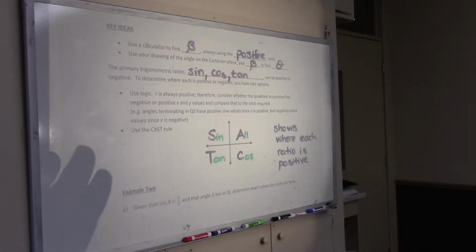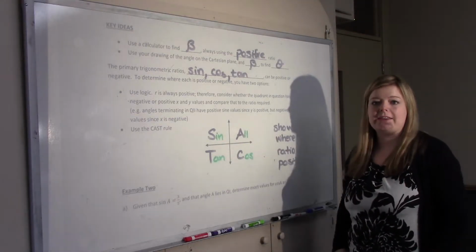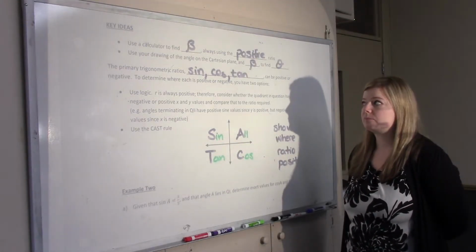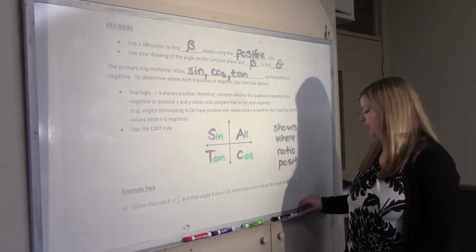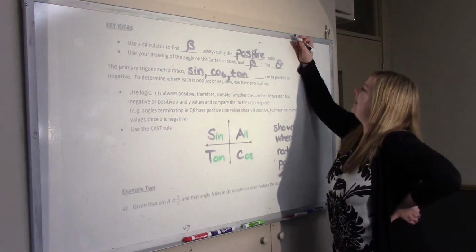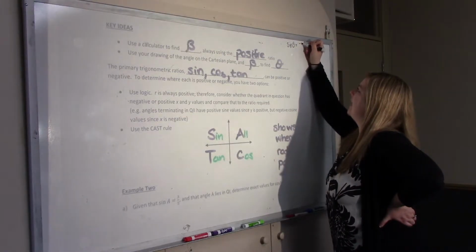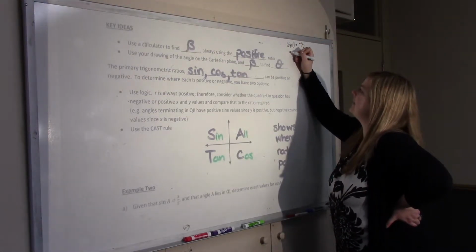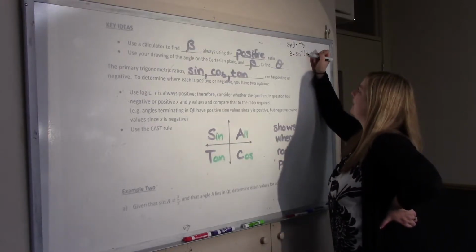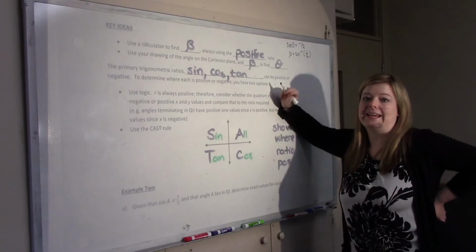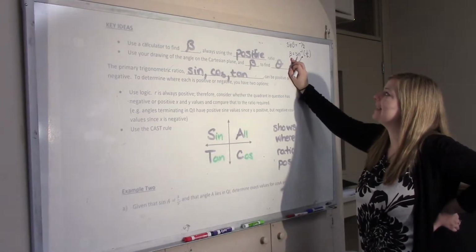Okay, so if you're given a ratio, you want to use your calculator to first find the related acute angle, beta. Okay, you always want to use the positive ratio. So for example here, if I give you sine theta equals -1/2, then to find beta, you would do the inverse sine of 1/2. Even though this ratio is negative, you always use the positive version of the ratio because beta is always acute.